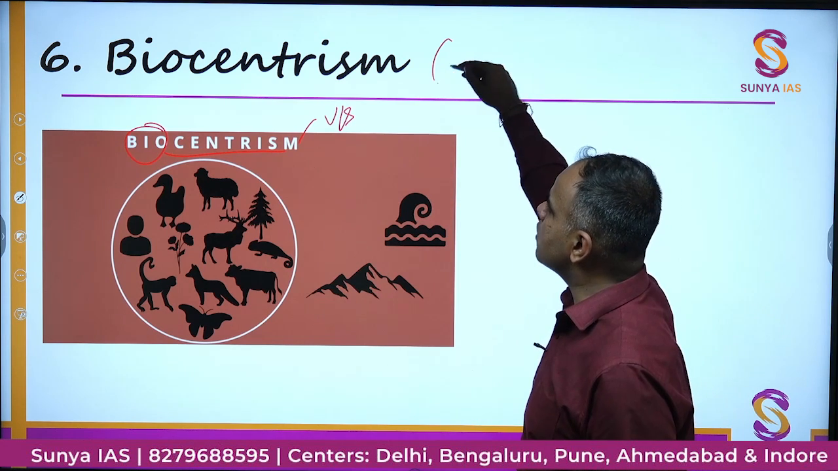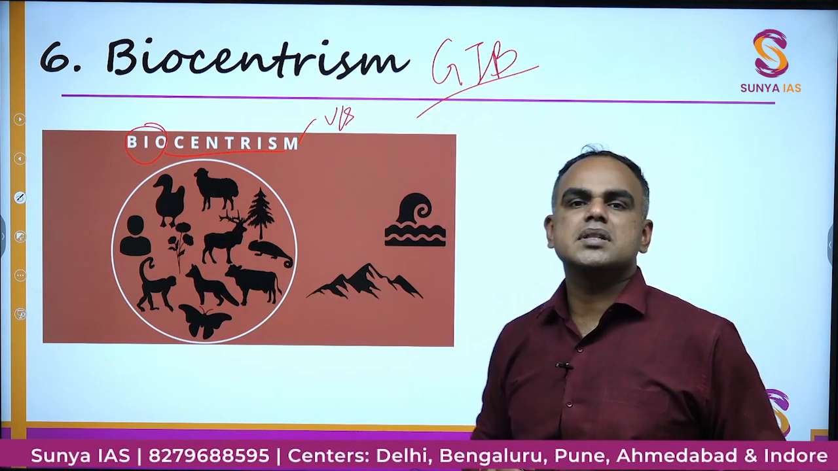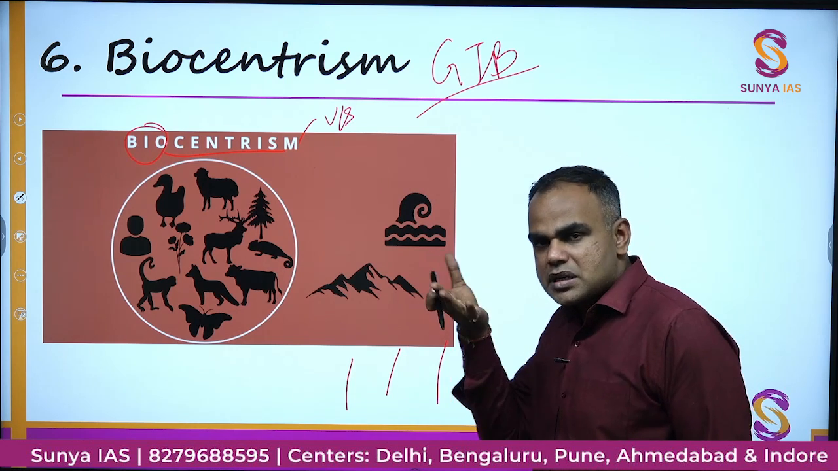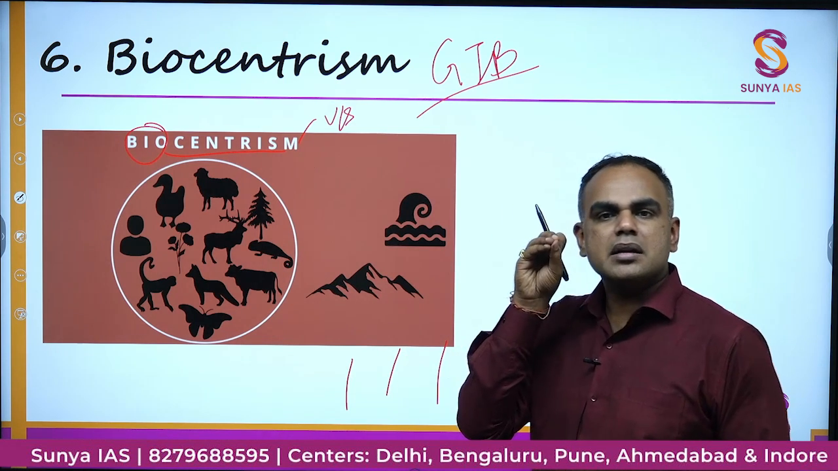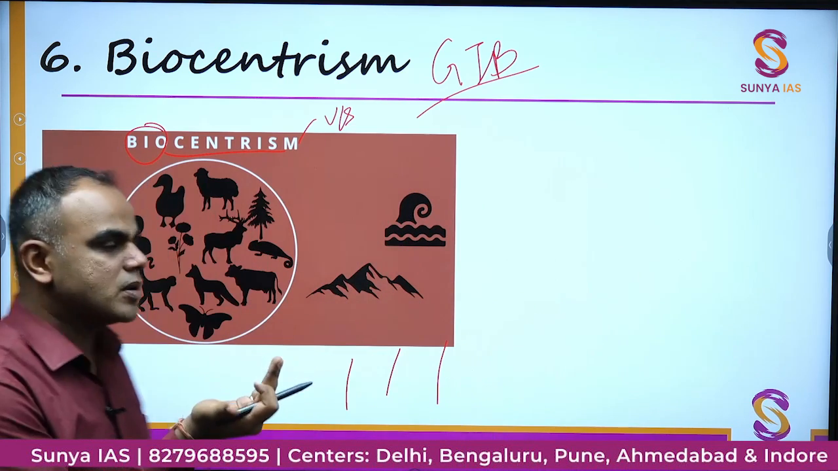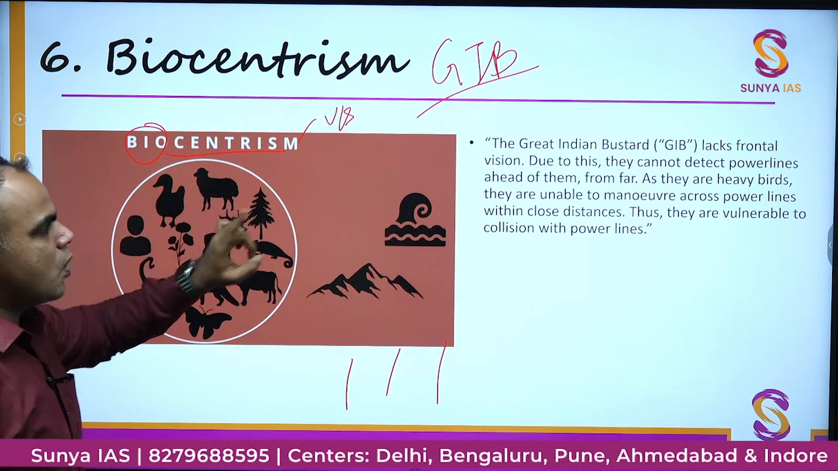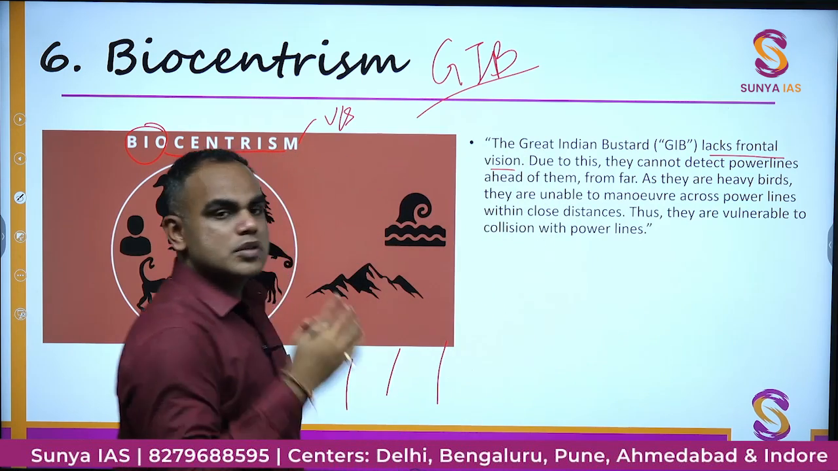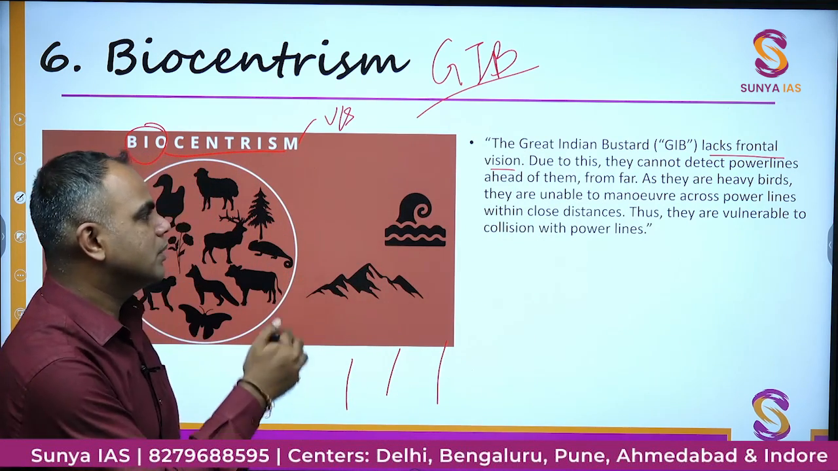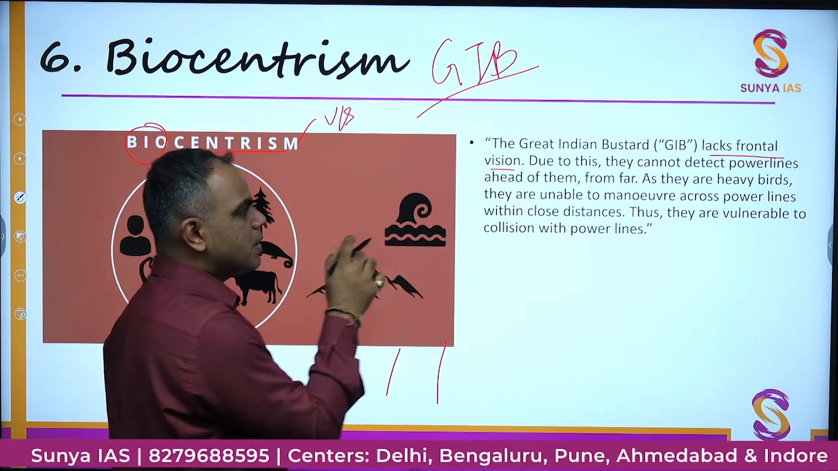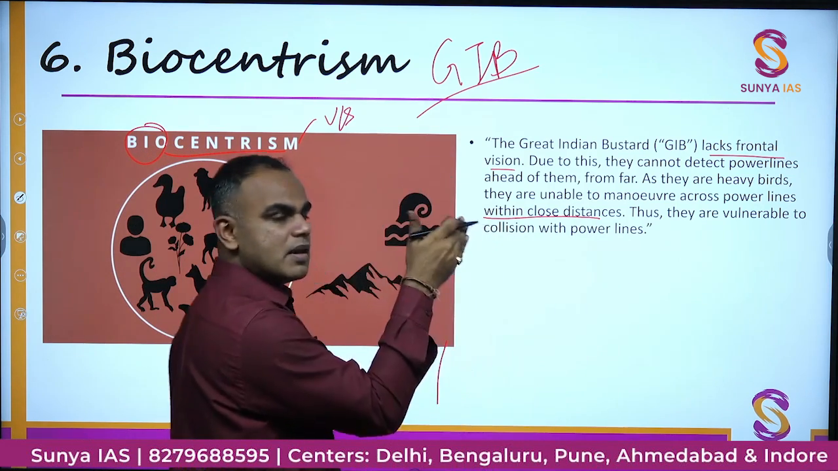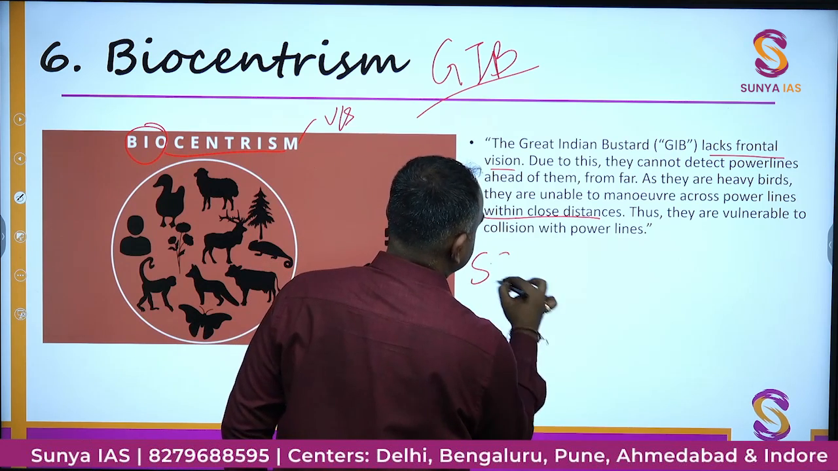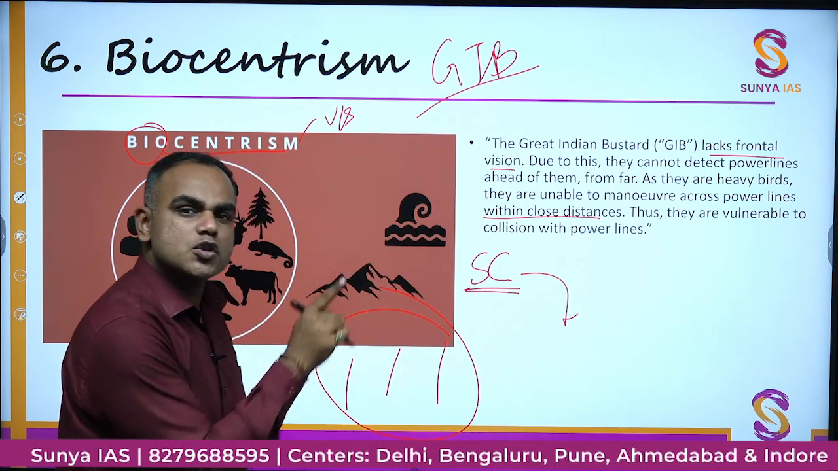The biocentrism principle was spoken about in the Great Indian Bustards case. Basically, the case was that in Rajasthan, these bustards were getting caught in the electricity transmission lines and dying. Now what was said is that Great Indian Bustards lack frontal vision, so they cannot see the power lines ahead of them. These are very heavy birds, and because of that they are not able to change their course in very short distances. Hence, they collide and die. So the Supreme Court said that bird diverters have to be installed so that these birds do not die.